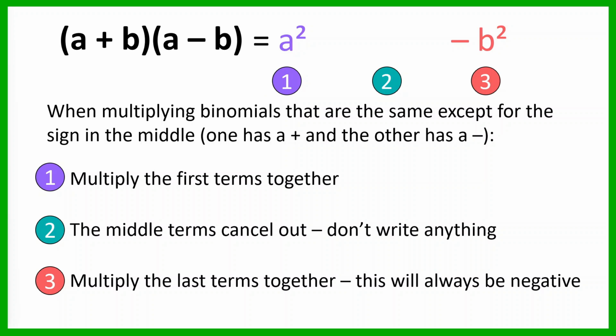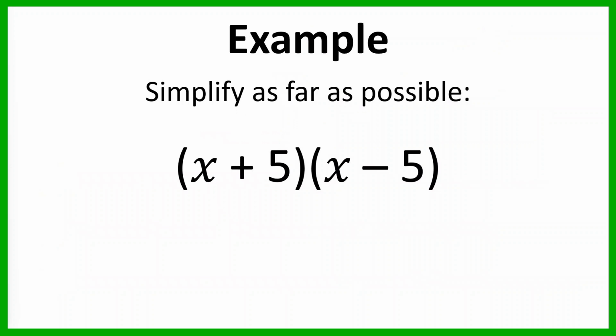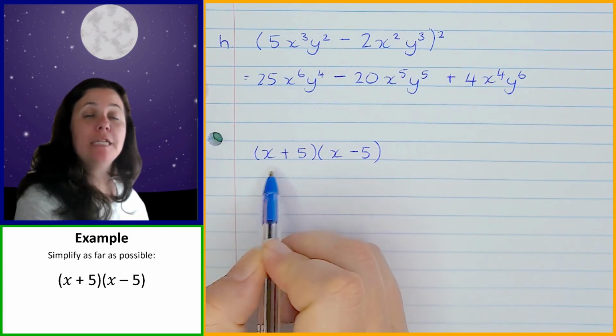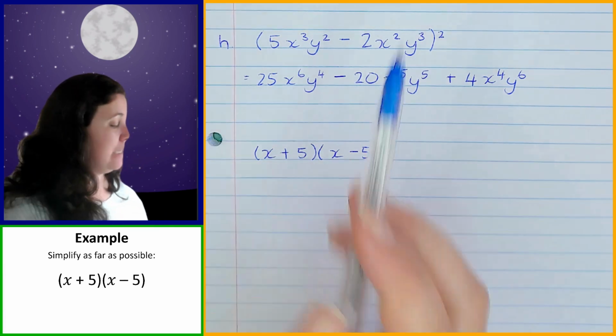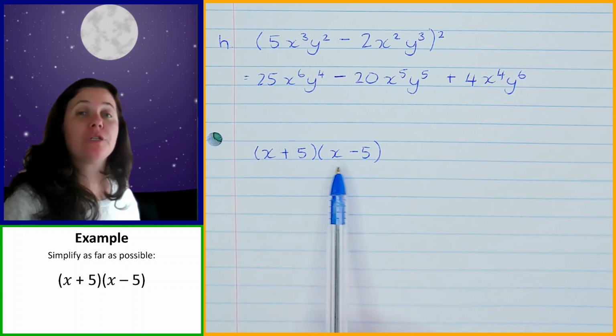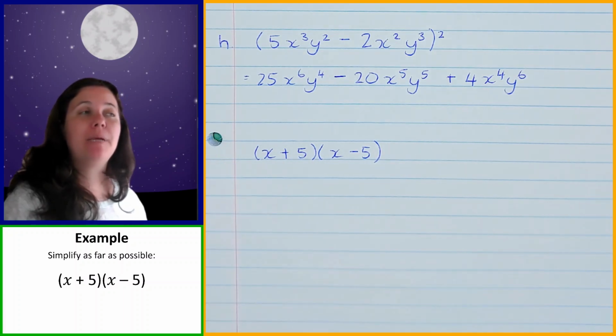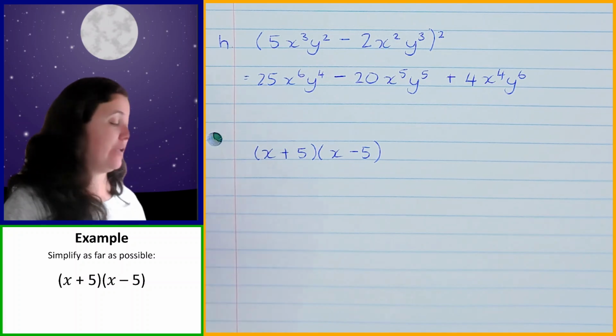Okay, so let's go and have a look at an example where we're going to do this. So in this example, we've got in brackets x plus 5 and then x minus 5. Okay, so let's go and have a look at how we would do this question. First of all, you need to look at the brackets. You need to recognize that the two binomials are the same except for the plus and the minus. Okay, and that means we can use this method over here, the shortcut.